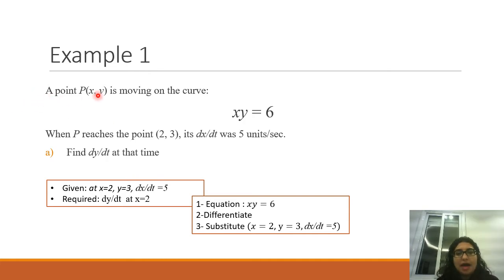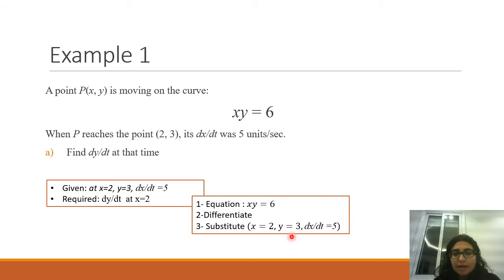Example 1. I have a point (x, y) moving on the curve xy equals 6. When P reaches the point (2, 3), its dx by dt is 5. Find dy by dt at that time. Okay, let's check what's given, what's required, and then follow the steps. It's very systematic. What is given is at x equals 2, y equals 3, the rate of change of x with respect to time is 5. What is required is dy by dt at x equals 2.